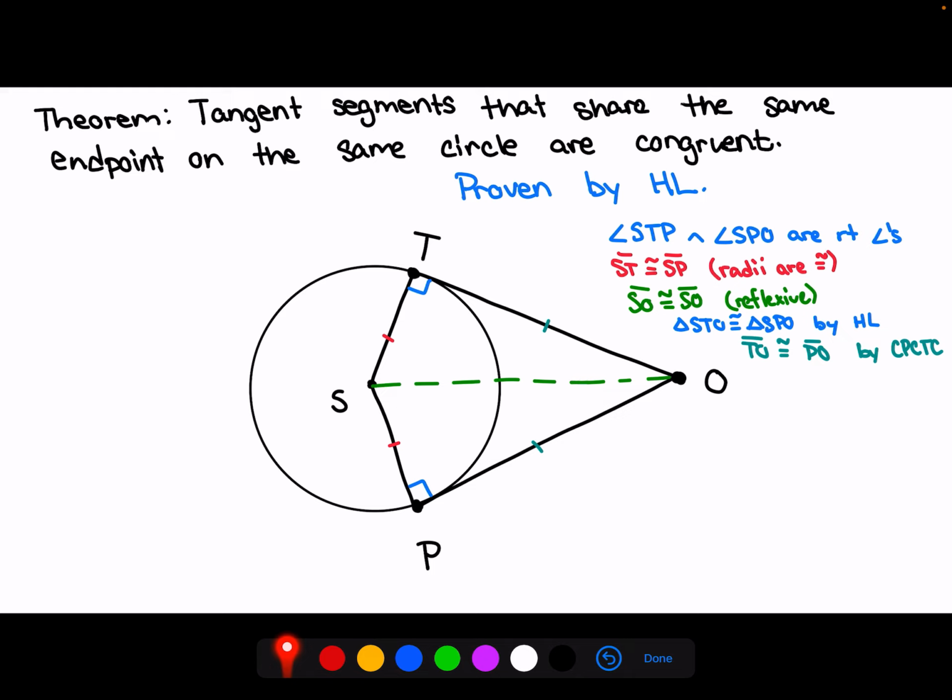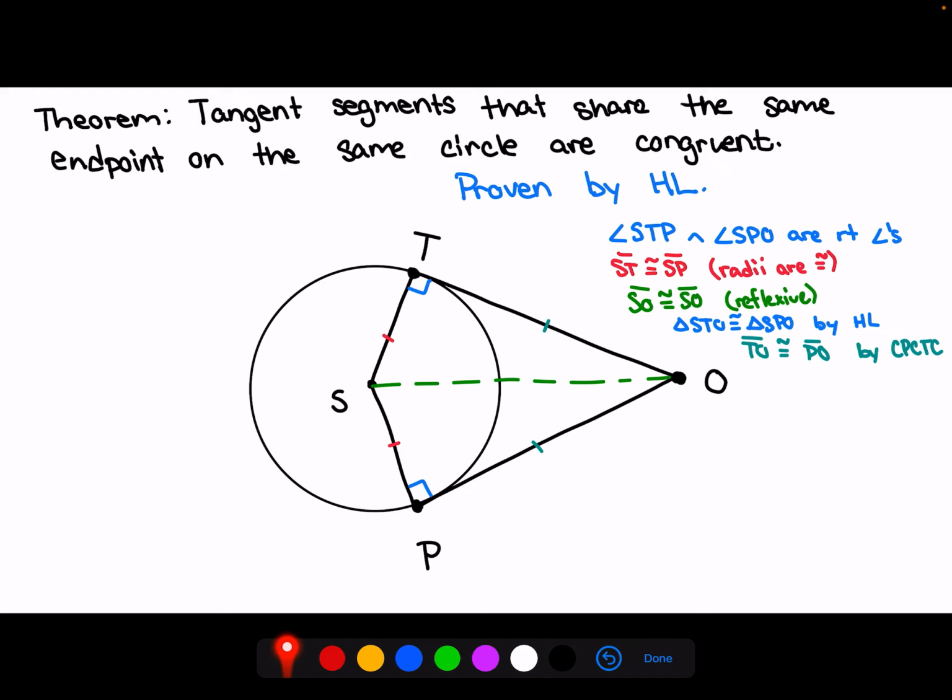I said that SO is congruent to itself. It's shared by both triangles. The reason that SO is congruent to itself is by the reflexive property. From here, I can say that triangle STO is congruent to triangle SPO by HL. I have the hypotenuse, SO. I have the legs, SP and ST. Lastly, I have the right angles, which allow HL to be used.